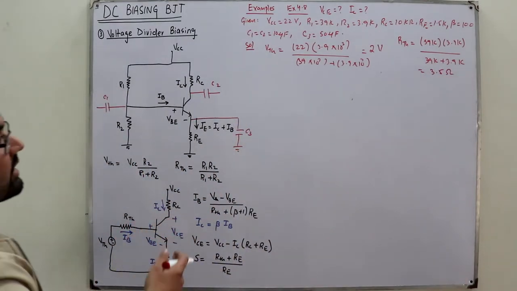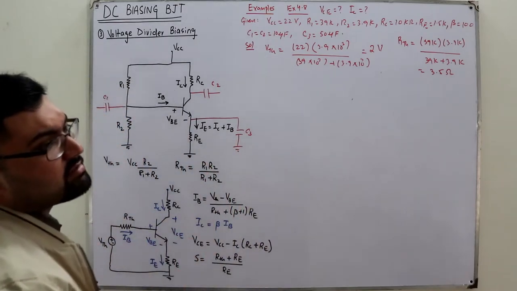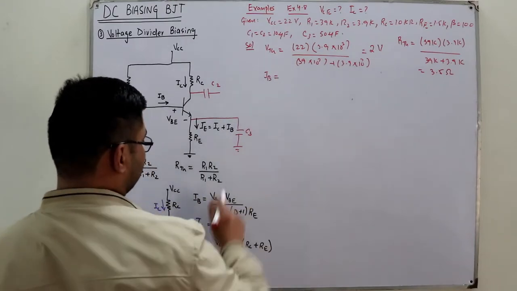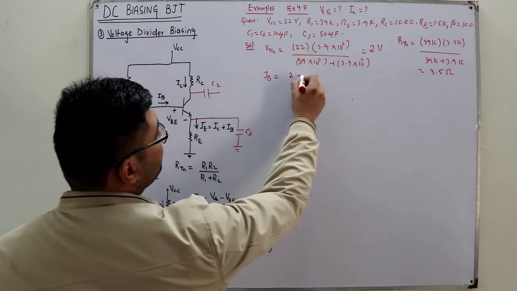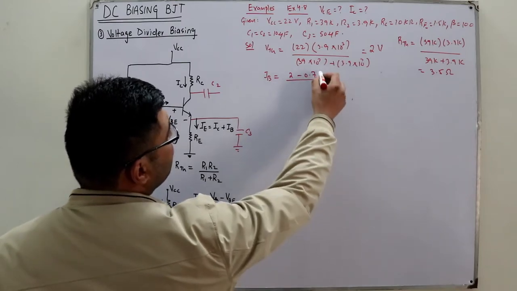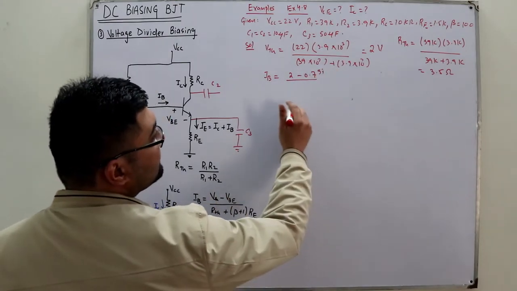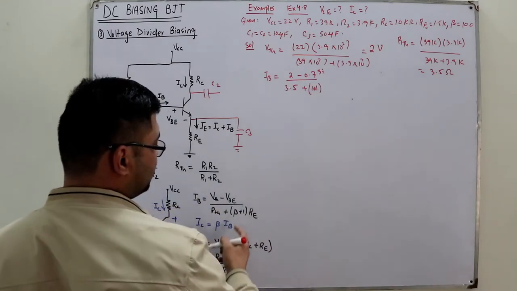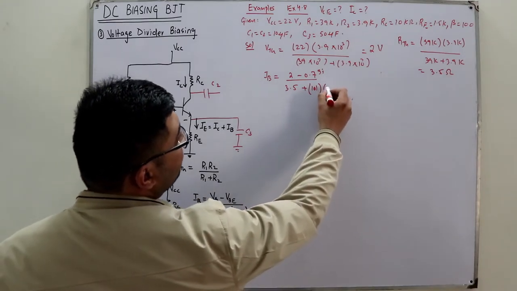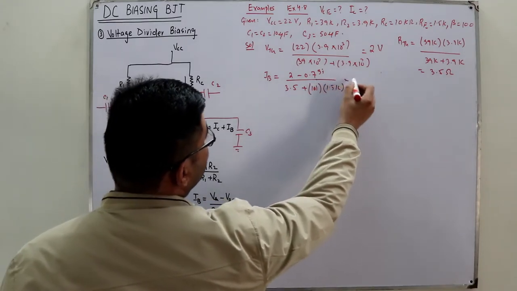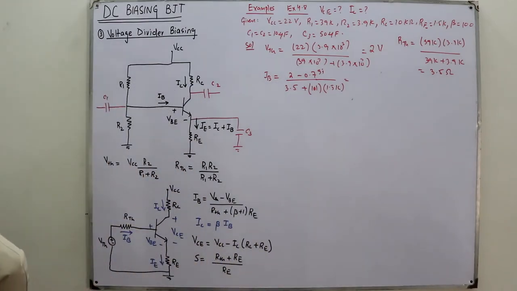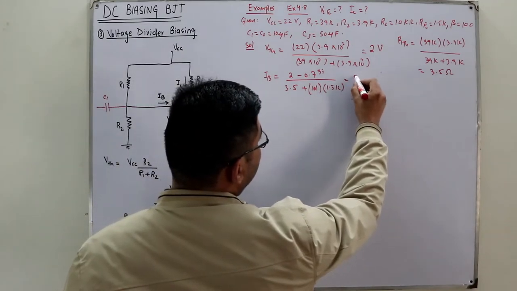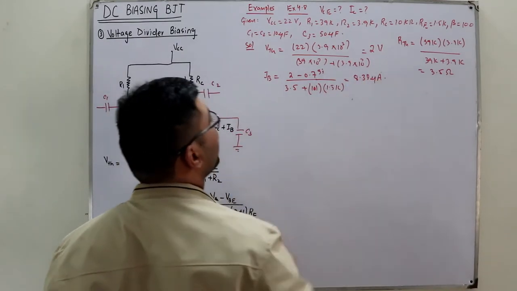Now IB. You have got the formula, the same stepwise, KVL, KCL. You know it. IB comes out to be VThevenin minus VBE, 2 minus 0.7, let's say for a silicon transistor, divided by RThevenin 3.5 plus beta plus 1, 101 times RE. RE is 1.5 kilo. Do the calculations, IB comes out to be 8.38 microamperes. Have a look, a smaller value.